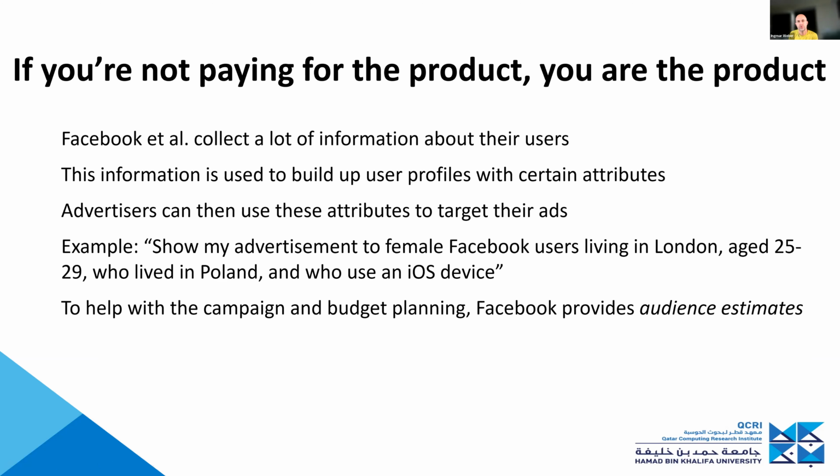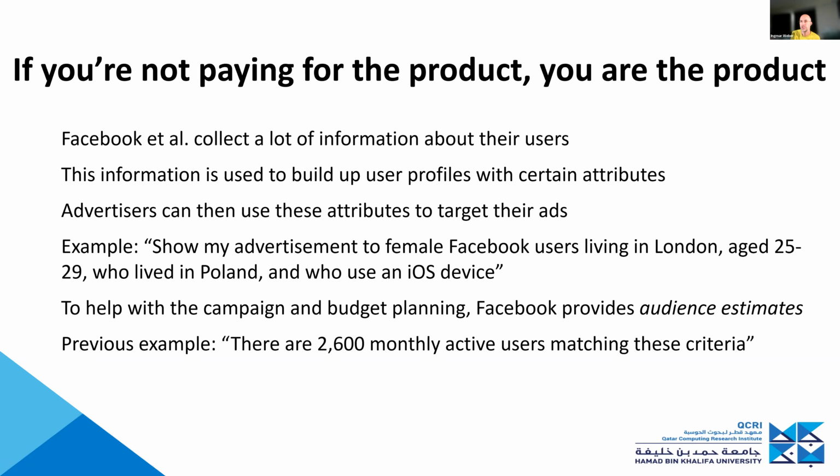But the crucial thing is that before you launch your advertising campaign, Facebook already provides you with so-called audience estimates. Because it matters, when you want to plan your campaign, whether there are 1,000 matching users or 100,000 or 1 million. You need to know roughly how many people you could expect to reach, because that has budget implications. So in this particular example, Facebook would tell you upfront, before you launch your campaign and before you have to pay anything, that there are 2,600 monthly active users matching these particular criteria.